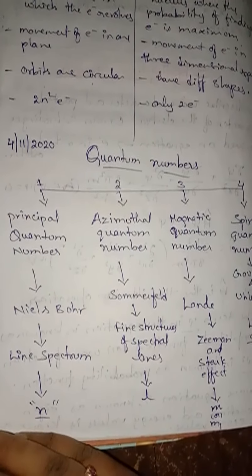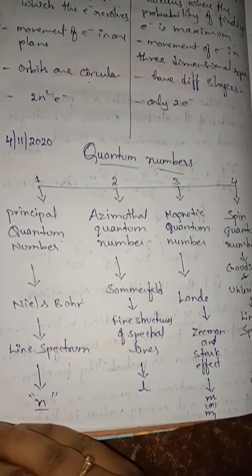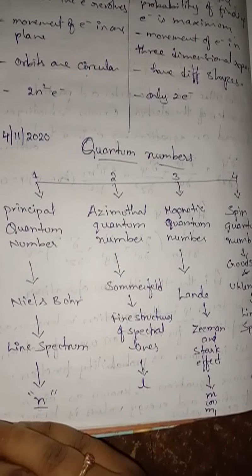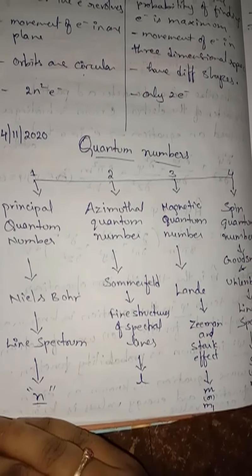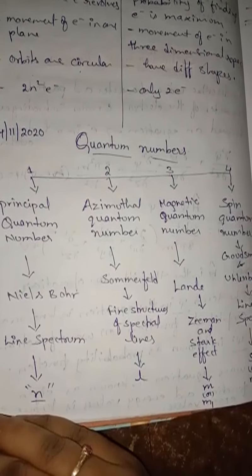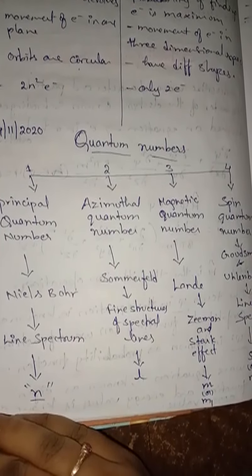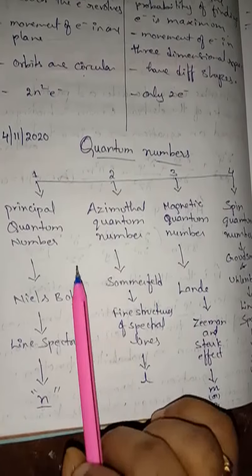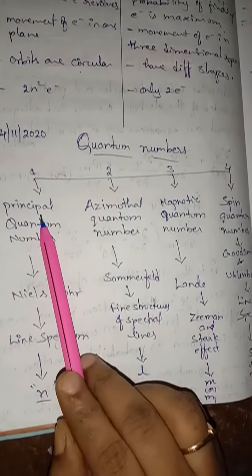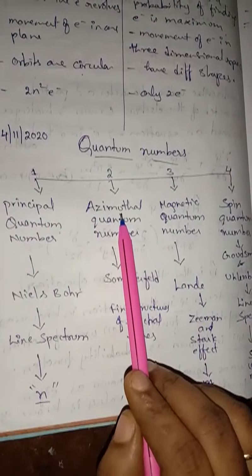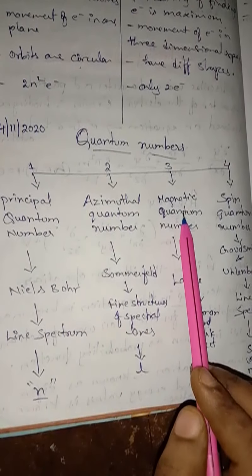Hello students, in today's session we are going to learn the quantum numbers. The behavior of an electron in an atom is described mathematically by a wave function or orbital. Quantum mechanics tells us that three quantum numbers are required to distinguish atomic orbitals. They are the principal quantum number, azimuthal quantum number and magnetic quantum number.